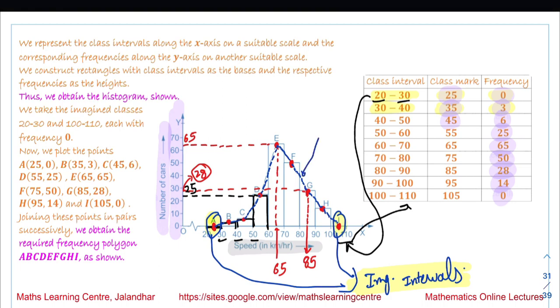And this polygon that we have obtained goes from A to B, then B to C, then C to some point over here, and so on, until it reaches these 2 points. So we are getting a figure with sides like this, straight lines. That is why it is called a polygon. So this A, B, C, D, E, F, G, H, I is the required frequency polygon.